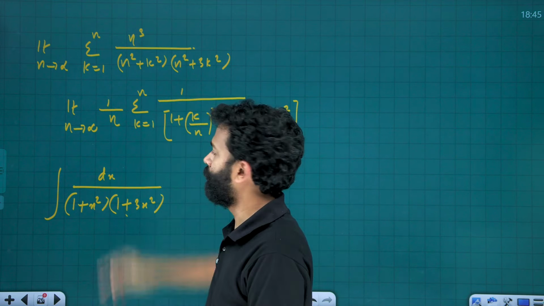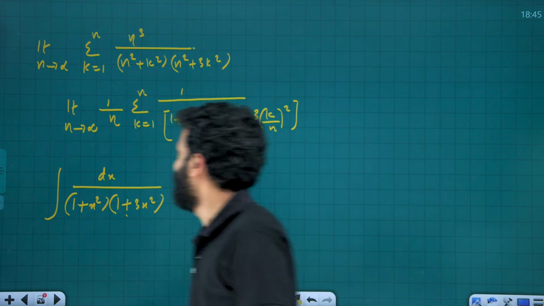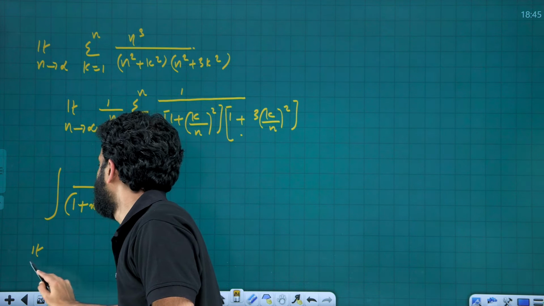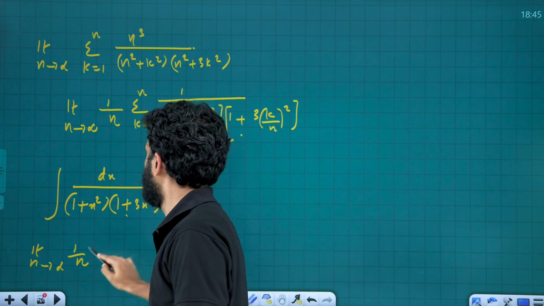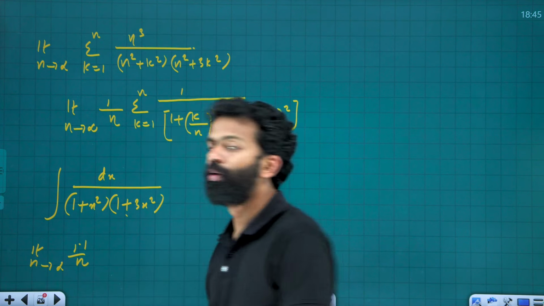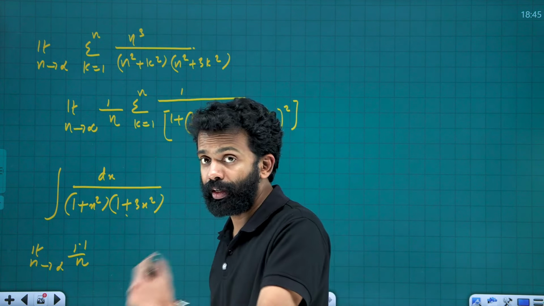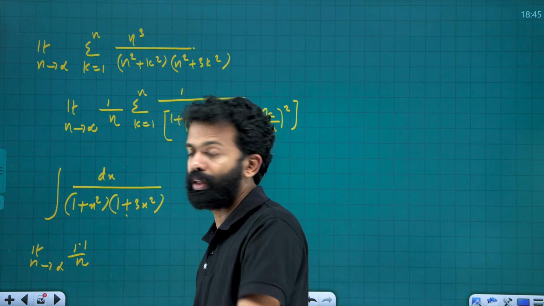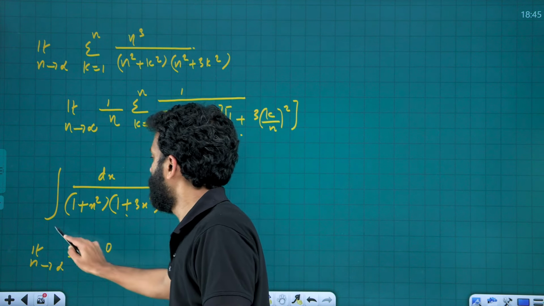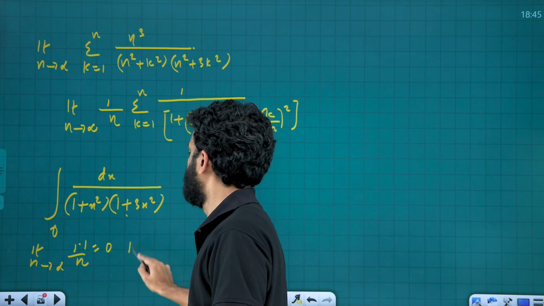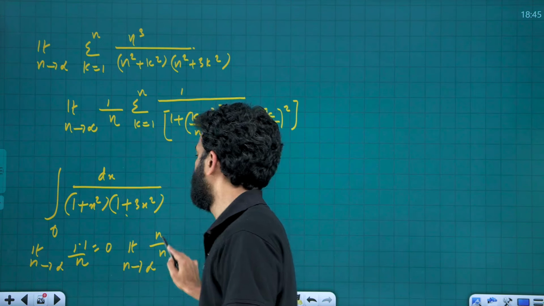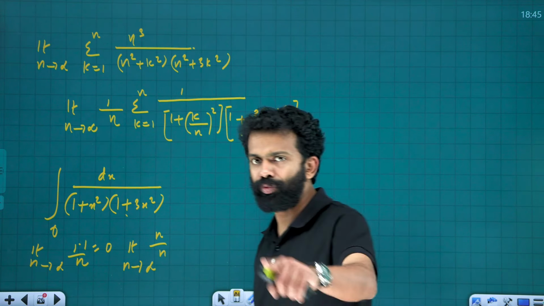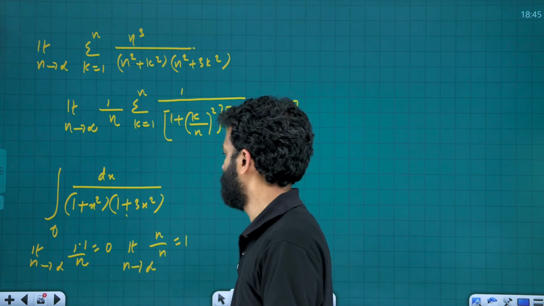And what about the lower limit and upper limit? The lower limit will be limit n tends to infinity 1 by n. The first value of k is 1, so that is 1 by n. When n tends to infinity, 1 by n will be 0. So our lower limit will be 0. What about the upper limit? Limit n tends to infinity n by n, and n by n is 1. The limit of 1 will be 1 itself, since it's a constant function.